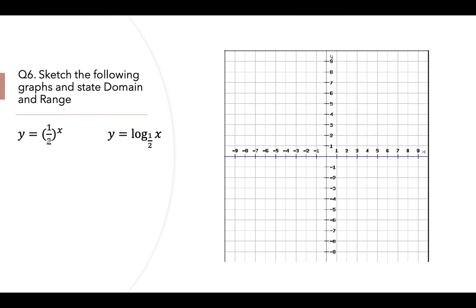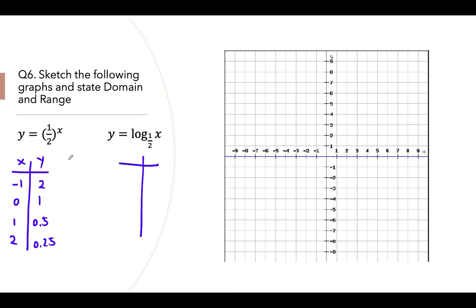Next, we have a different base now. So it looks like it's 1 over 2, which is going to be exponential decay. Same thing, I'm going to make a table of values, x, y, negative 1, 0, 1, 2. Let's plug in negative 1 into x. It's 2, 1, 0.5, 0.25. Now logarithm, same thing as a base of 1 over 2. I'm going to inverse this, switch the points to negative 1, 1, 0, 0.5, 1, 0.25, and 2.